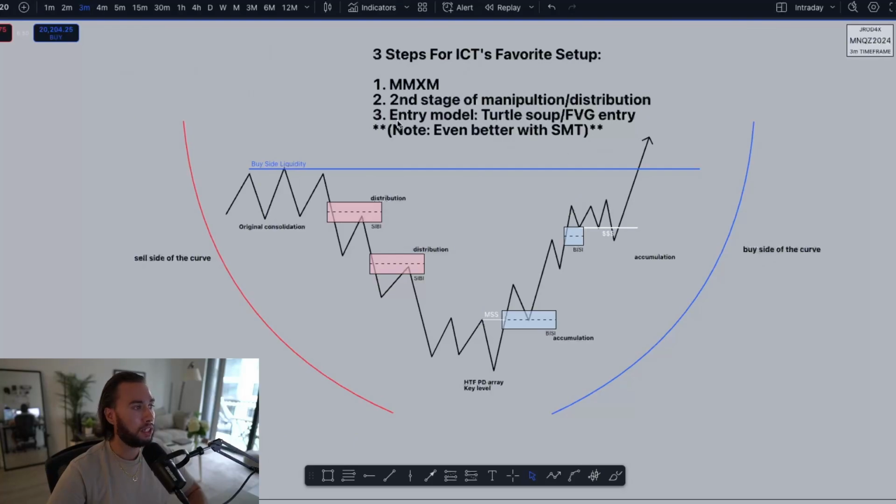And number three, the entry model, which is typically going to be a turtle soup with a fair value gap overlapping. And this is really the most ideal entry model for this setup. Keep in mind, it is even better if you do have SMT. So let's break down the market maker models.